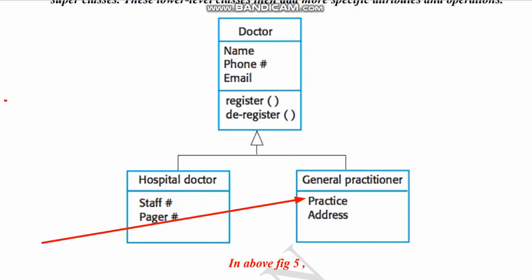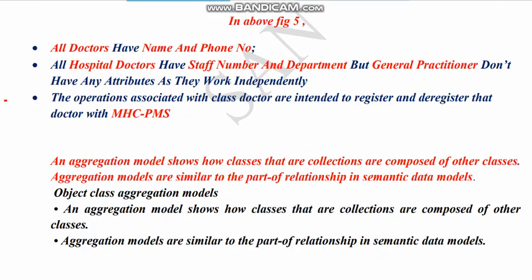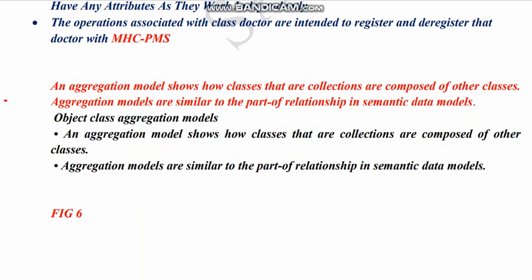Similarly, general practitioner, practice and address, and along with that he will have name, phone and email, all these details, right? So in this way guys, the generalization is usually displayed in the diagram. So whenever we want to show generalization, you can show the concepts of inheritance, right? So you can take any example. That is an example which I gave for your simple hospital management.